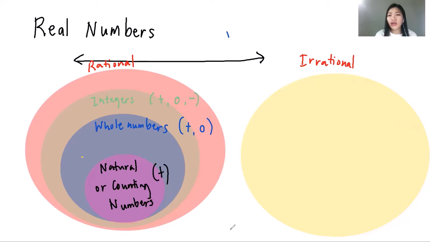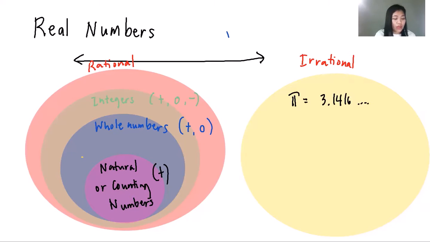Okay, how about irrational numbers? The irrational numbers cannot be expressed as a quotient. Usually they are under symbols such as pi, because pi is equivalent to 3.1416. It's long. It's very long.